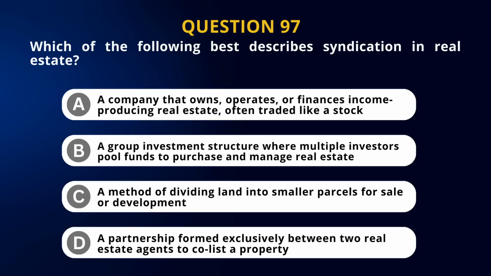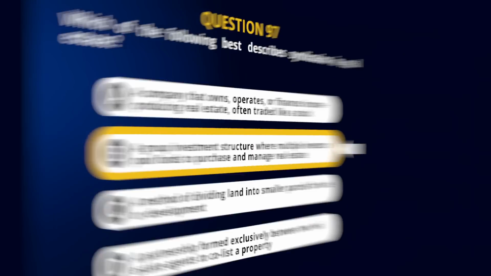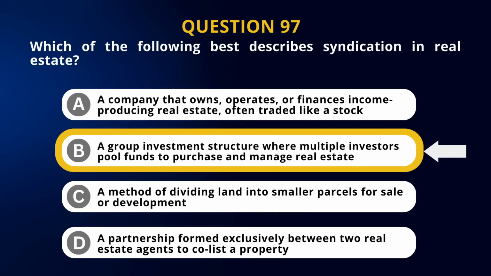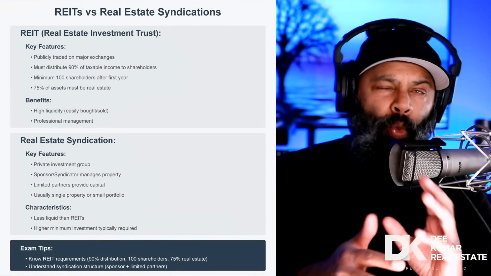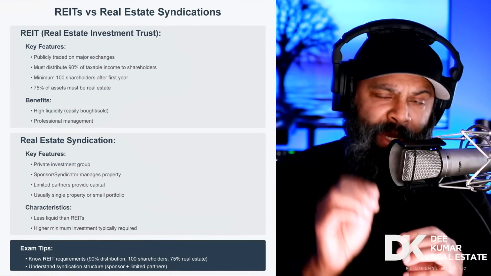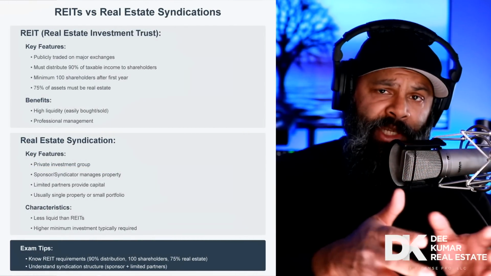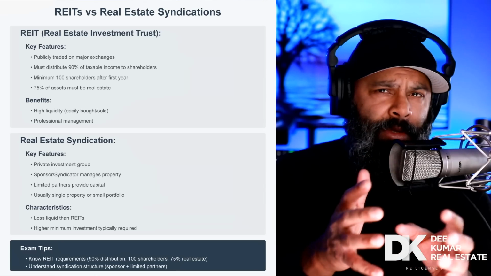And the answer is letter B, a group investment structure where multiple investors pool funds to purchase and manage real estate. So that is the textbook definition, the basic definition, one of many, of what a syndication is. With this section, you don't need to know a tremendous amount. You need to understand what is fundamentally a REIT, a real estate investment trust. What is the definition of a syndication?